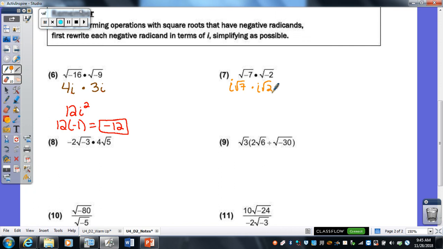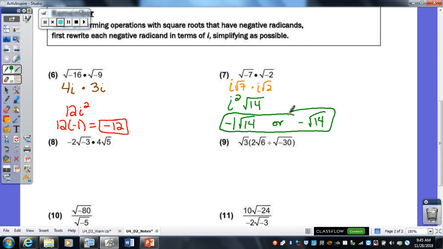So then we multiply our i's. I times I gives us I squared. Multiply those numbers underneath the radical. 7 times 2 makes that radical 14. So again, I squared simplifies to be -1. So we get -1 radical 14, or you could write it as just negative radical 14. Either of those would work.